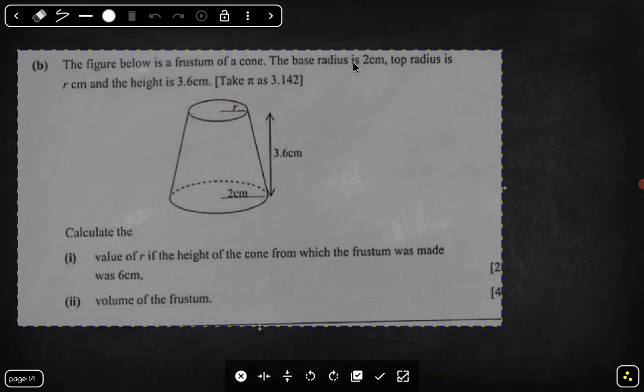It has the base radius, which is 2 centimeters, that we can see here, and the top radius is r centimeters. The height of this frustum is 3.6 centimeters. The question reads: calculate the value of r if the height of the cone from which the frustum was made is 6 centimeters, and calculate the volume of the frustum. So we'll go step by step on how we can answer such questions.